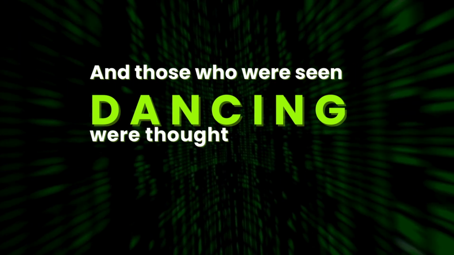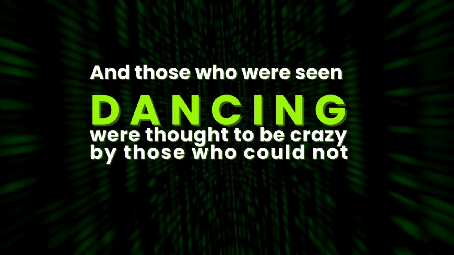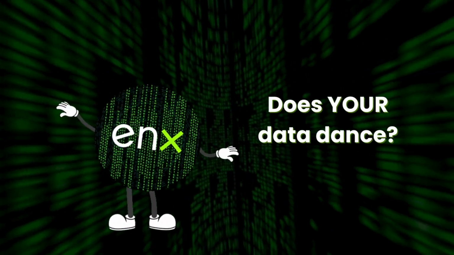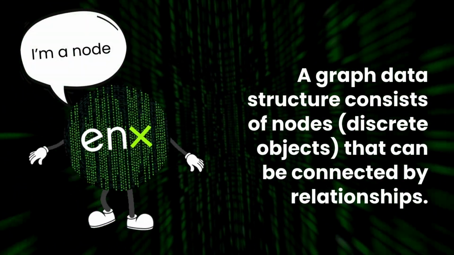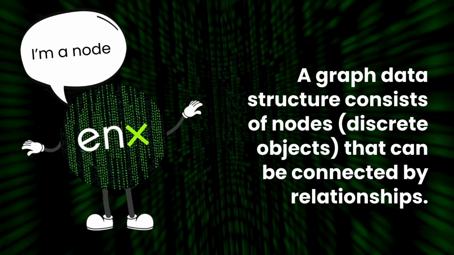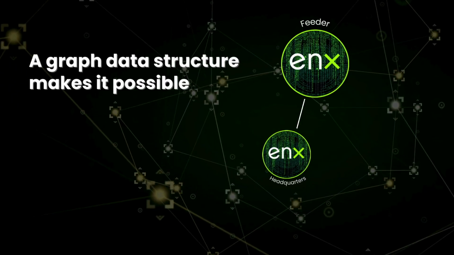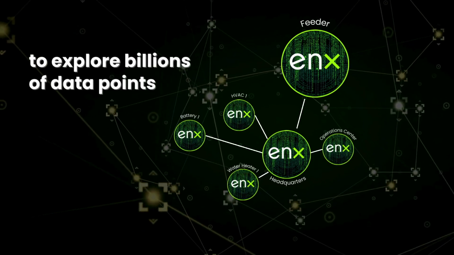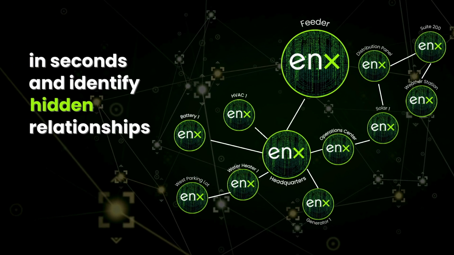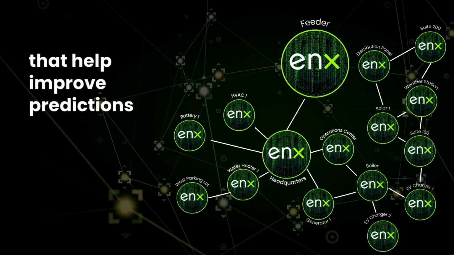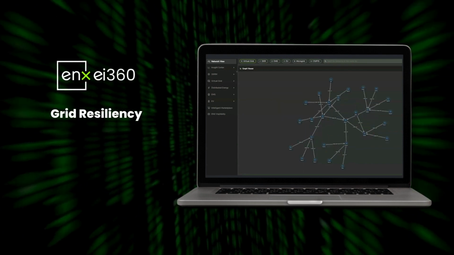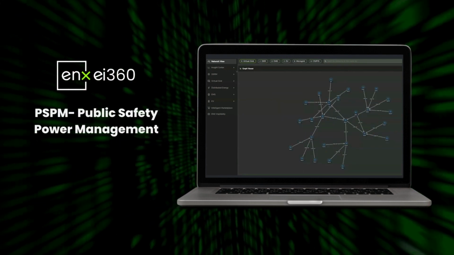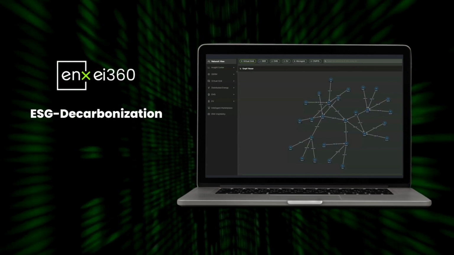And those who were seen dancing were thought to be crazy by those who could not hear the music. Does your data dance? A graph data structure consists of nodes, discrete objects that can be connected by relationships. A graph data structure makes it possible to explore billions of data points in seconds and identify hidden relationships that help improve predictions. The enx ei360 platform harnesses the depth and diversity of real-world data through a graph architecture to provide solutions to your energy enterprise.